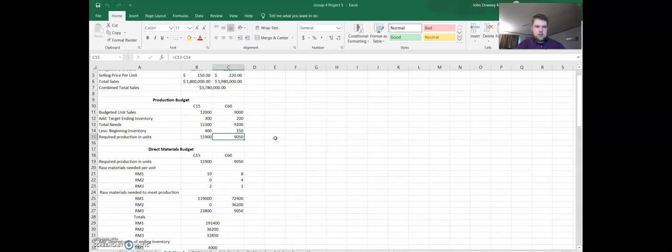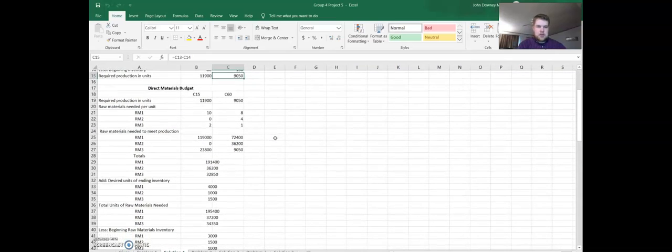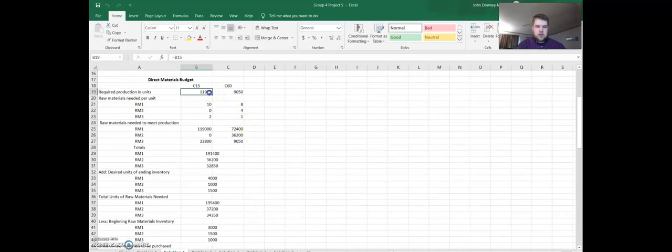So with those two in mind, we'll go on and look at our direct materials budget. Once again, we're going to start with our required production in units. And we're going to figure out how much raw materials we need for each widget. So as given in the introduction, here we have it for both widgets. To find how much raw materials you need total, you would take the raw material and multiply it by the required production units to give you the total of each that you need.